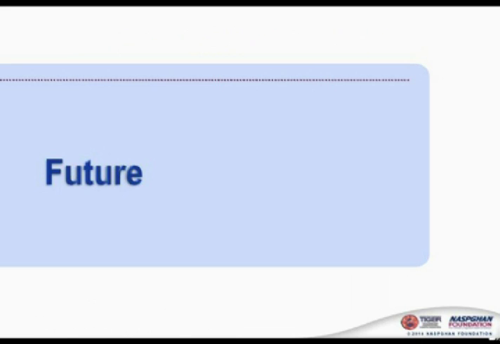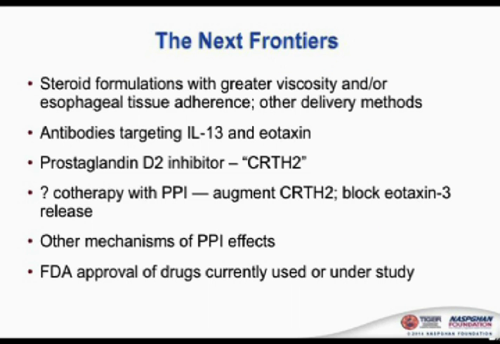Next. So just for 2 minutes, I'm going to discuss the future of EoE. Next. Studies are certainly underway evaluating different pharmacologic options and different steroid formulations. Other biologic targets, including IL-13 and eotaxin, are being conducted and being considered, as well as other therapies such as prostaglandin inhibitors or co-therapy using PPIs. Now, everybody wants to know what PPI-responsive esophageal eosinophilia is, and there are some investigators who believe that PPIs not only have an acid suppression effect, but also have an anti-inflammatory effect.